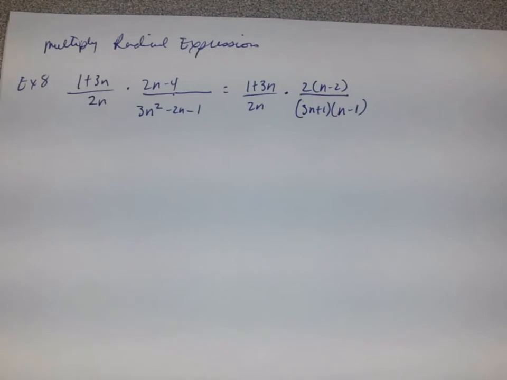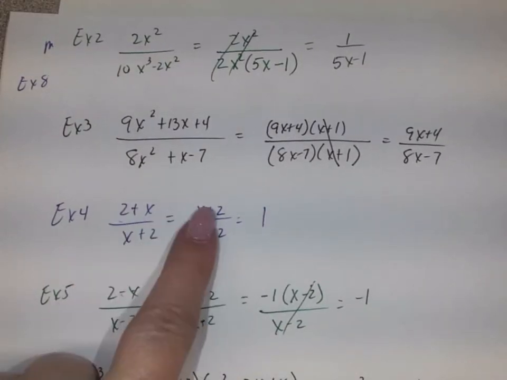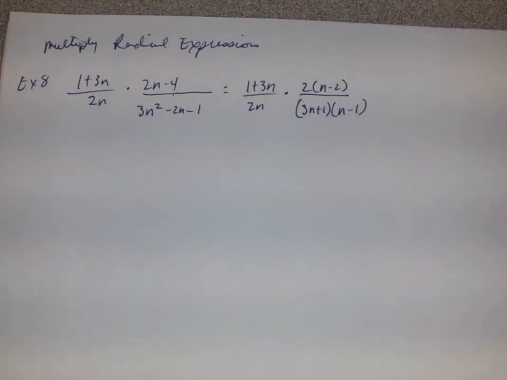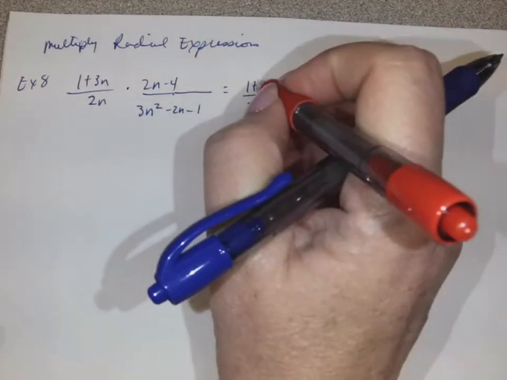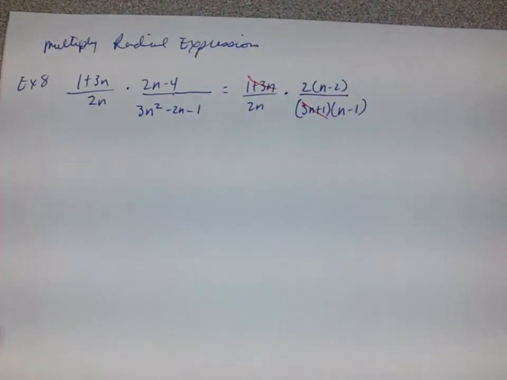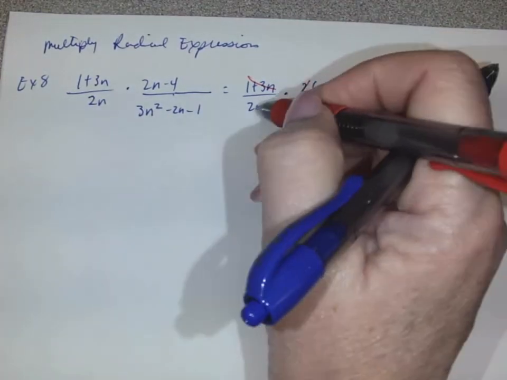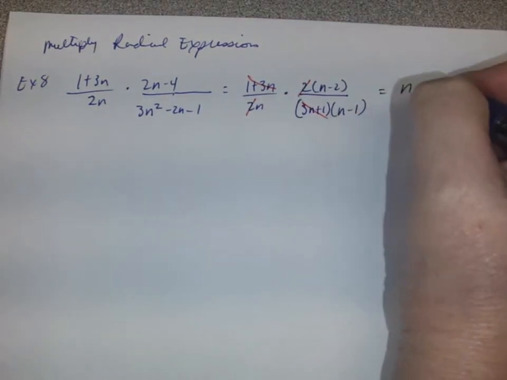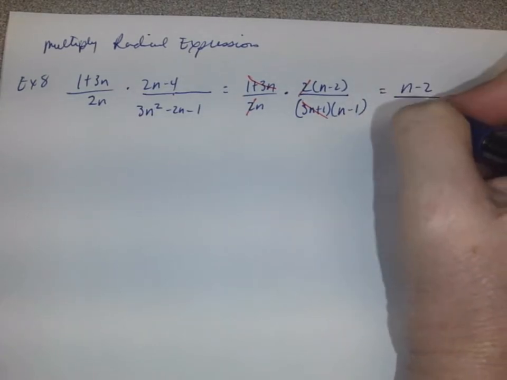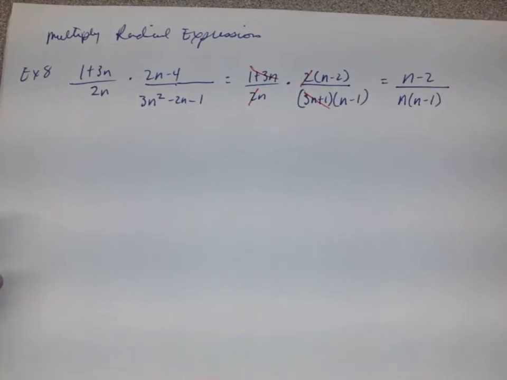Now, we've already looked at some problems earlier where we saw that we had 2 plus x and x plus 2. We figured out that's really the same thing because of the addition property. So here we have 3n plus 1 and 1 plus 3n. So these two will cancel each other out. The other thing is we have a 2 times something over here and a 2 times something over here. So the 2's will cancel. And we will end up with n minus 2 on our numerator and n times n minus 1 in the denominator. And that would be your final answer for that one.